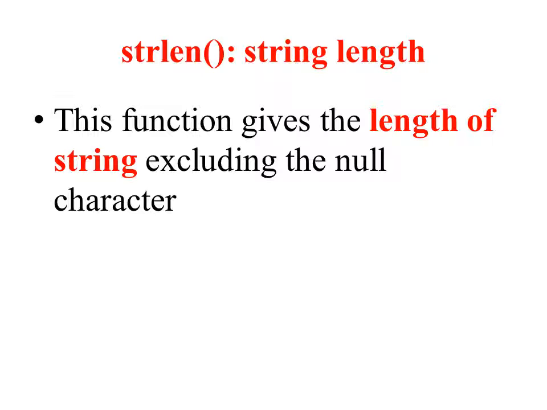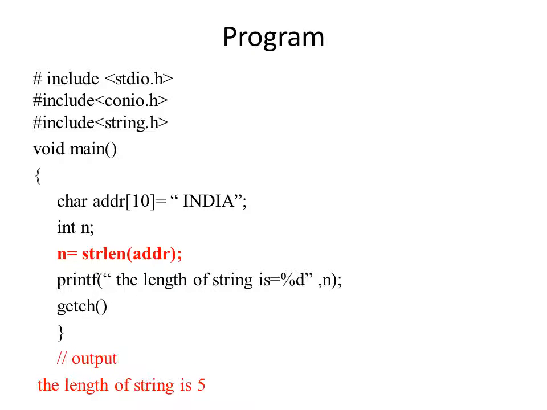The first is strlen. As I already told you, str is for string and len for length. As this is a function, it should be terminated with a pair of round brackets. This is the string length function. What is this function used for? This function gives the length of a string excluding the null character. We already know what the null character is.